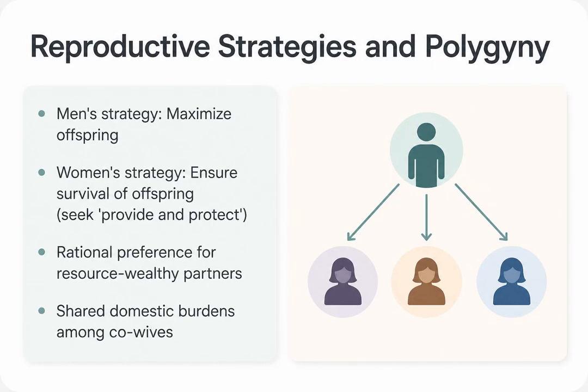We can also view polygyny through the lens of evolutionary biology. A man's reproductive success is maximized by having many children, as he is not biologically constrained by pregnancy. A woman, however, invests heavily in a single pregnancy and seeks a partner who can provide and protect. In a society with unequal resource distribution, women will rationally prefer a resource-wealthy man, even if it means sharing him, because the material security outweighs the disadvantage. Furthermore, interviews in African polygynous societies reveal that women sometimes prefer this arrangement because the domestic burden is distributed among co-wives, allowing for shared childcare and personal time.